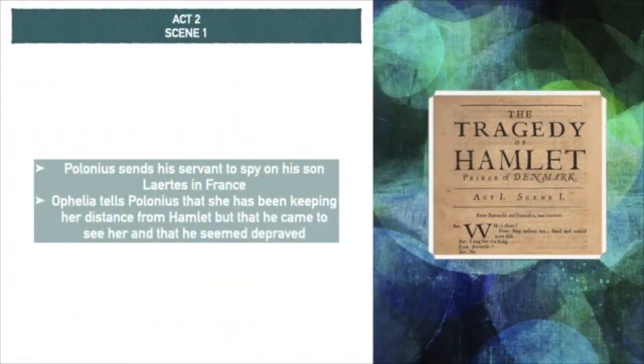So Act 2, Scene 1. This scene starts off with Polonius sending his servant to spy on his son Laertes. He has sent off Laertes in the previous act to university in France, and now he sends his servant after him to go and spy on him. This definitely tells us a little bit about Polonius's character, and it sort of foreshadows how he's going to get involved with Claudius, Gertrude, and Hamlet, and trying to figure out that whole Hamlet madness scenario. He's always sort of meddling in things, trying to get information on people.